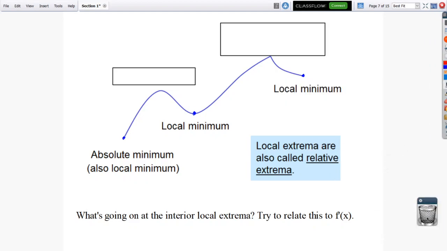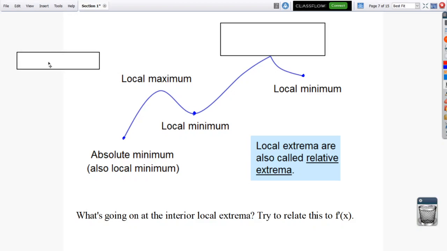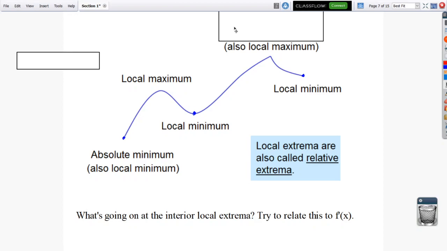Again, minima and maxima can occur at endpoints, or they can occur at interior points. Now looking here, this is a local maximum. This is also a local maximum, but since it's the highest of all of the local maxima, it is known as the absolute or the global maximum.